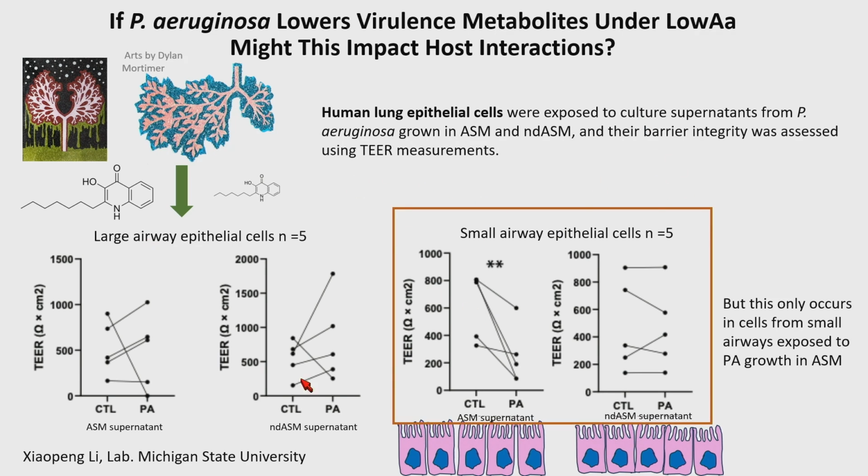Here, we didn't see any significant change when we exposed large airway epithelial cells to the supernatant. However, in small airways exposed to Pseudomonas aeruginosa grown in artificial sputum media full of nutrients, we got significant changes in terms of barrier integrity.